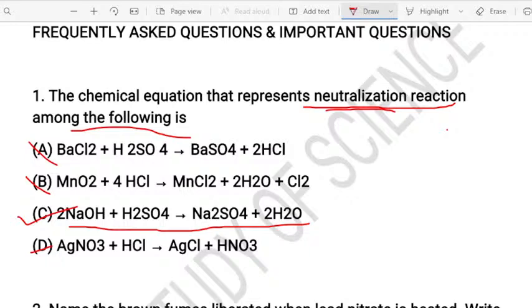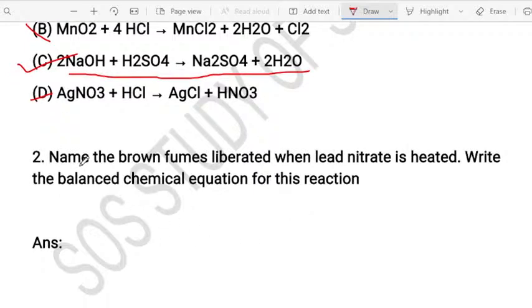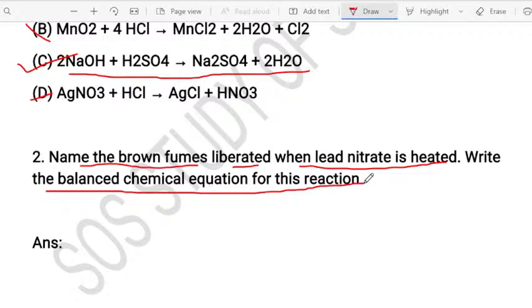I think you're clear with this concept, dear students. So when we look at the next question, see, name the brown fumes liberated when lead nitrate is heated and write the balanced chemical equation for this reaction, is the question.